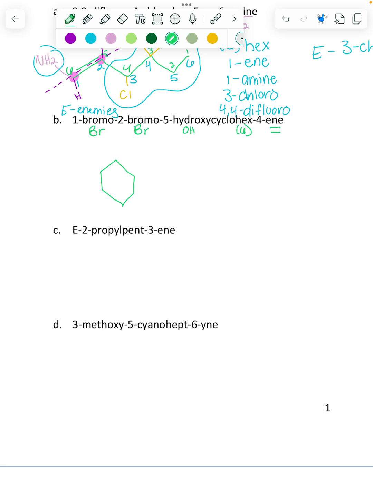I'm going to number them. We know that at the 4th carbon there's a double bond, so I'm just going to add that in real quick. So carbon 4 going to 5 is going to have a double bond. We know that there is an alcohol group at the 5th carbon, which is right here, so I'm going to add an alcohol group. And we know there's a bromine at both carbon site 1 and 2. So I'm just going to add that real quick.